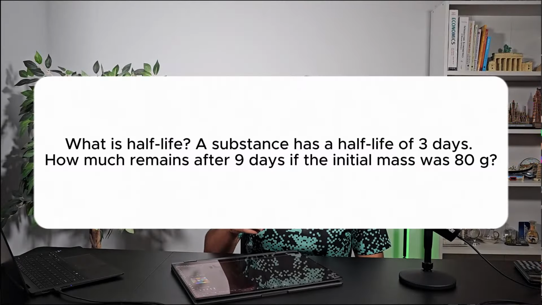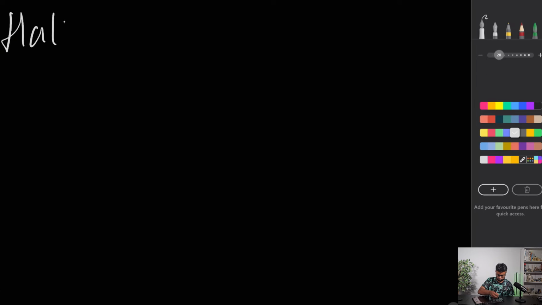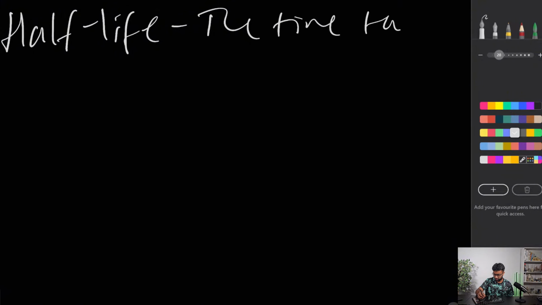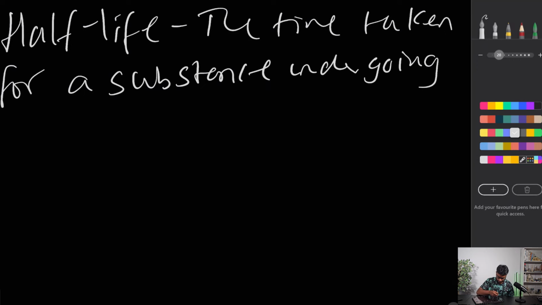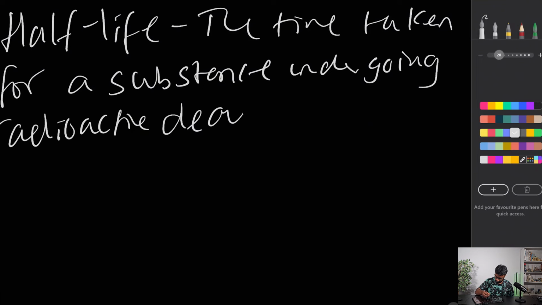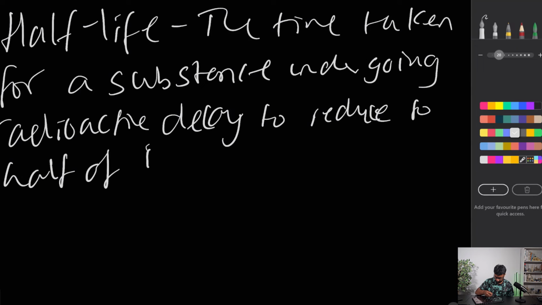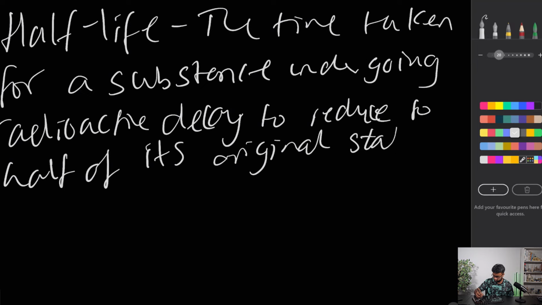The next question asks us, what is half-life? So for half-life, we can say that half-life is the time taken for a substance undergoing radioactive decay to reduce to half of its original state.